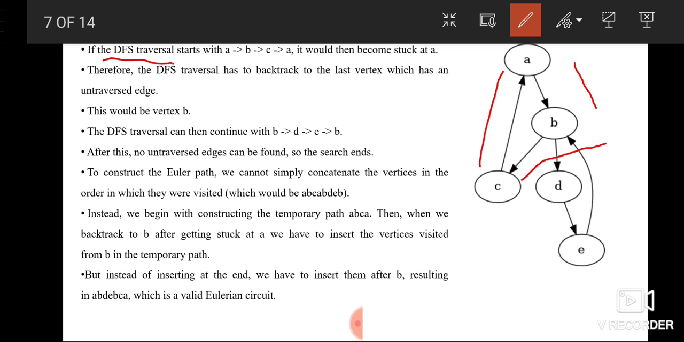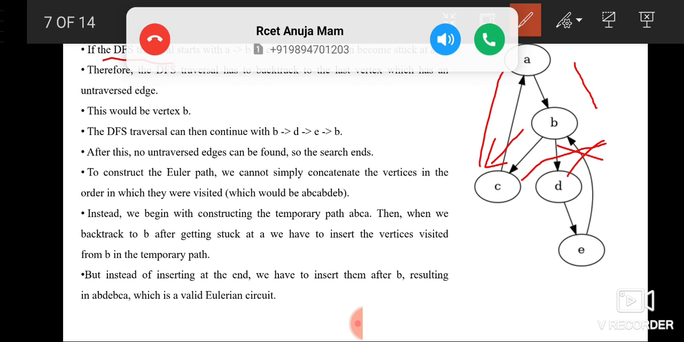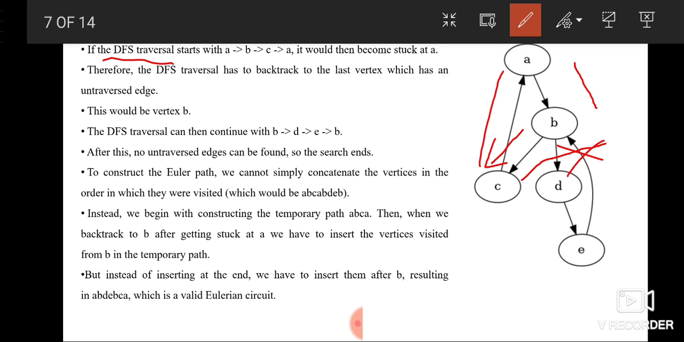So what happened? The DFS algorithm searches through the backtracking process and checks the vertices: is there any vertex which has an untraversed edge or not? So we move to A, but for A, all the edges are traversed. So we move to B. For B, only the edge BC is traversed, but BD is not traversed yet. So we choose the vertex B, and we start the DFS process again from the vertex B.